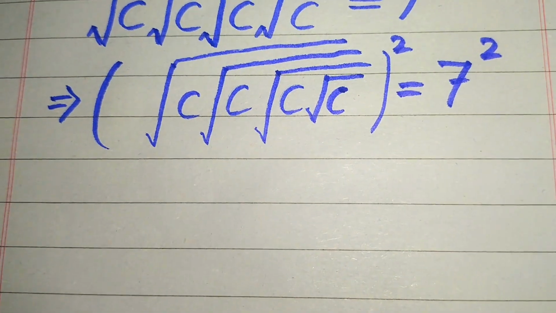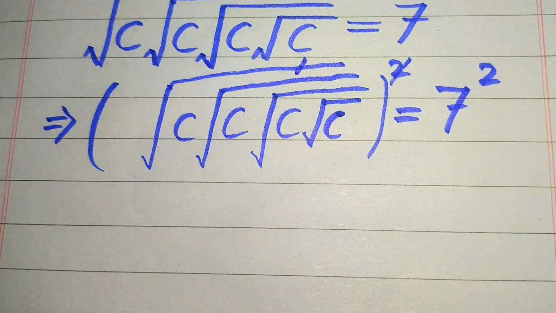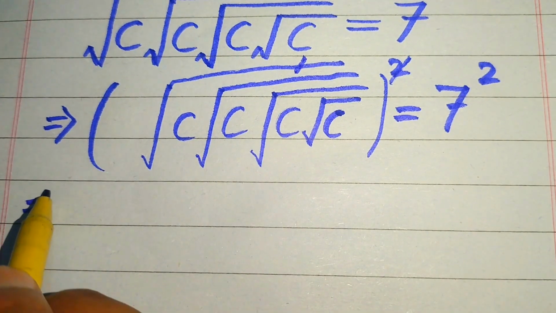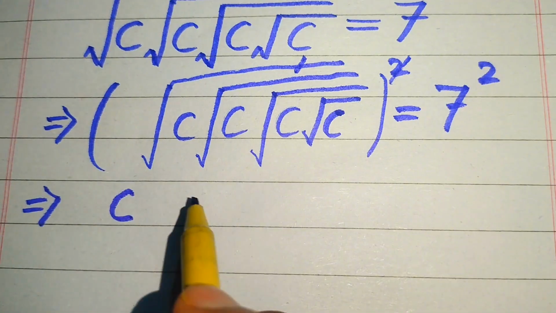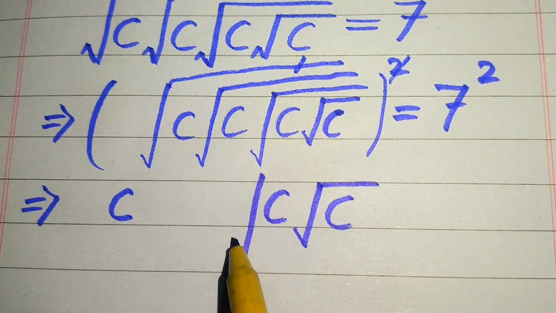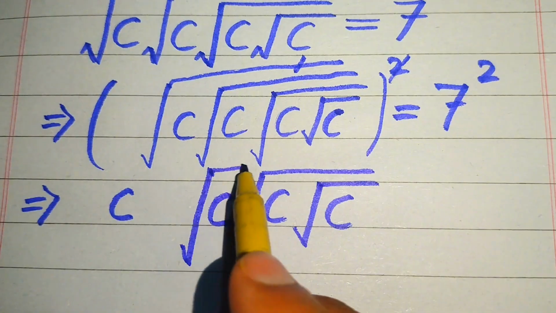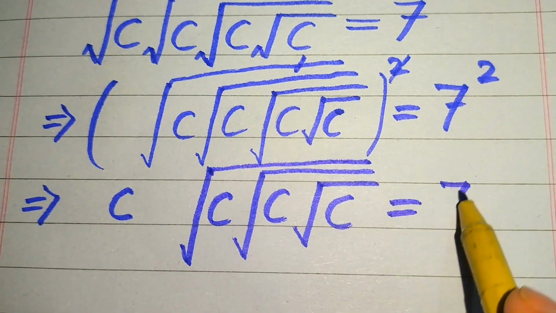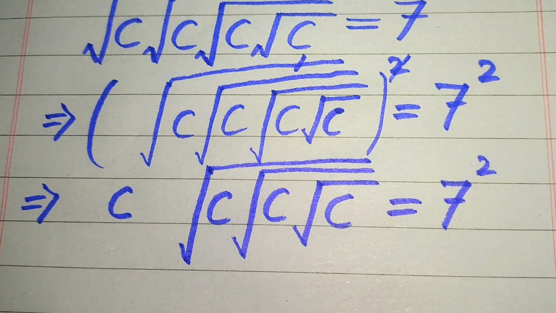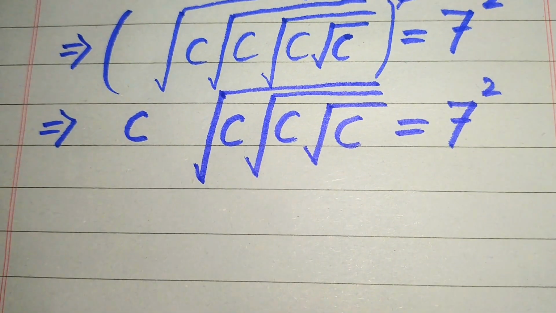We apply squaring here on both of the sides, and now you see that this 2 and this first square root cancel out each other, and we get the remaining values: c into the square root of c into the square root of c into, again, only one square root of c, and this is equal to 7 squared. So after this little bit of simplification, we need to remove all these square root signs. So for this, we again apply squaring on both of the sides.